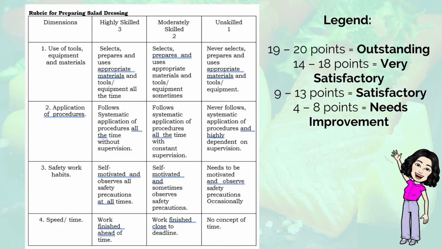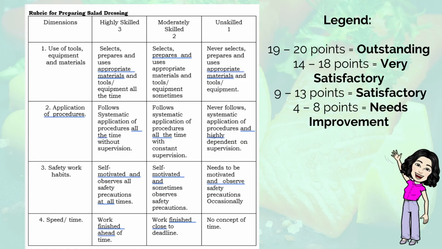The second dimension is the application of procedures. You will be given 3 points if you follow systematic application of procedures all the time without supervision. 2 points for following the systematic application of procedures all the time with constant supervision, and 1 point for those students who follow systematic application of procedures but are highly dependent on supervision.